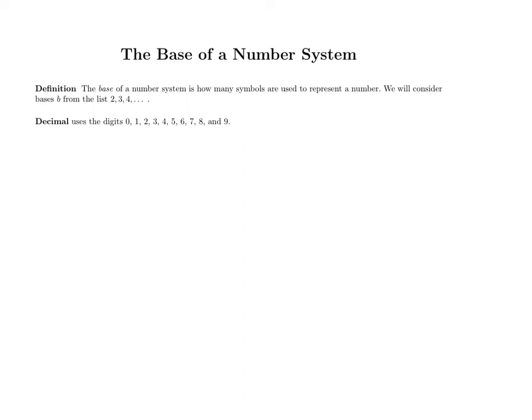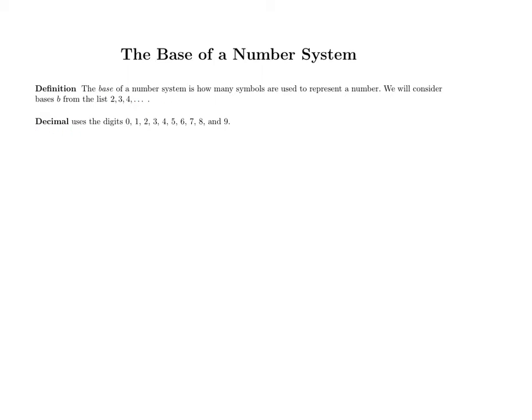In this lesson, we'll discuss the base of a number system. We'll start with the familiar decimal or base 10 number system and go from there. To start with, a definition. When we say the base of a number system, we mean how many symbols are used to represent any given number. And for this lesson, we'll consider bases B on the list 2, 3, 4, and so on.